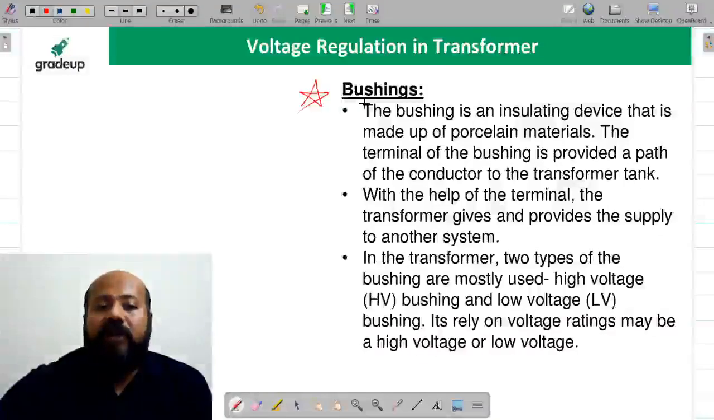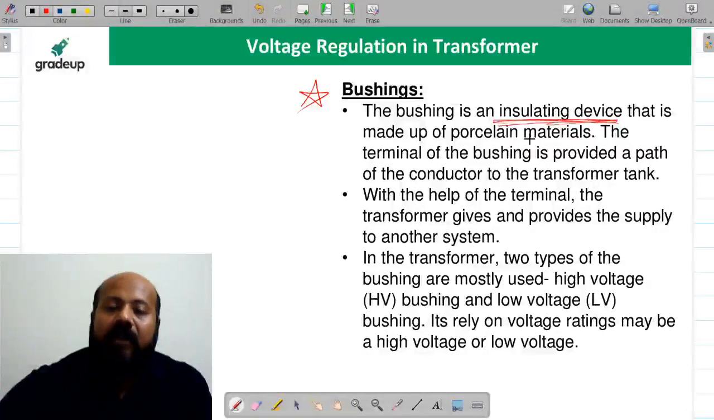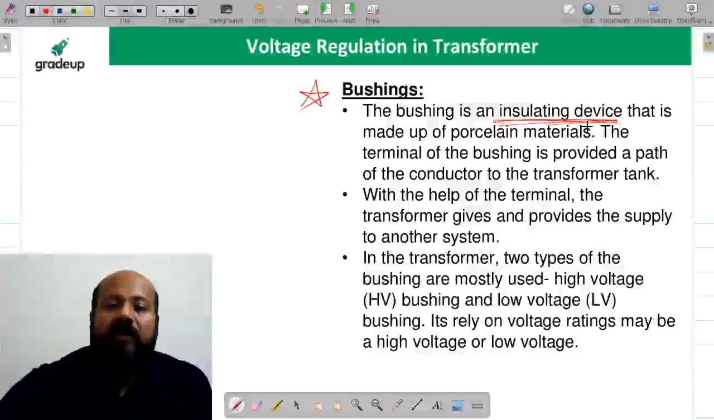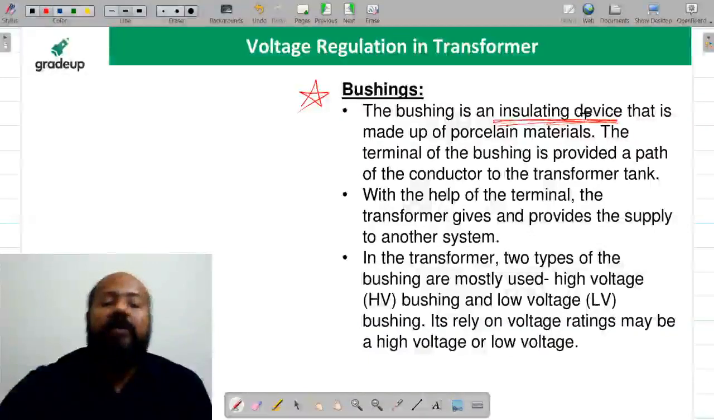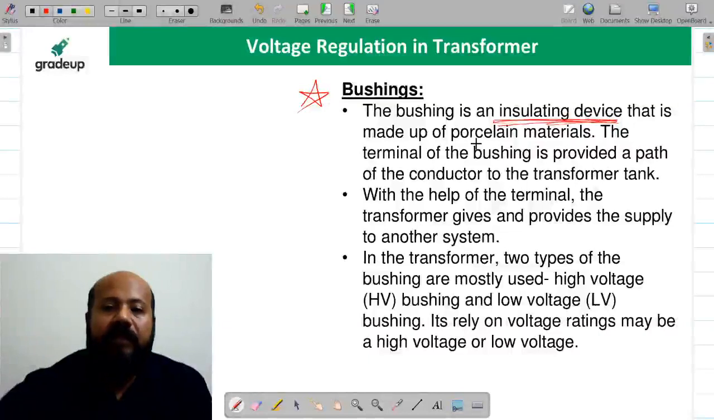Now, what are the bushings? The bushing is an insulating device. In general, you can say it is an insulating device. You all must have seen the transformer in your locality. It is something brown shaped, you can say dark brown shaped. Insulation is there, which is used to keep the terminals out of the transformer. It is made up of porcelain material. The terminal of the bushing provides a path for the conductor to the transformer tank. With the help of the terminal, the transformer gives and provides supply to another system.